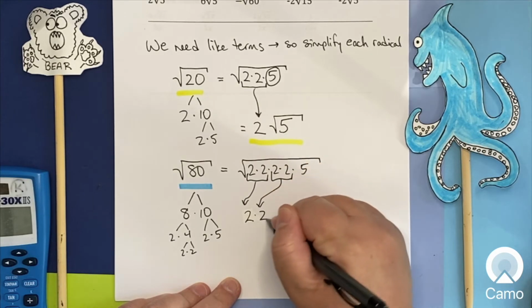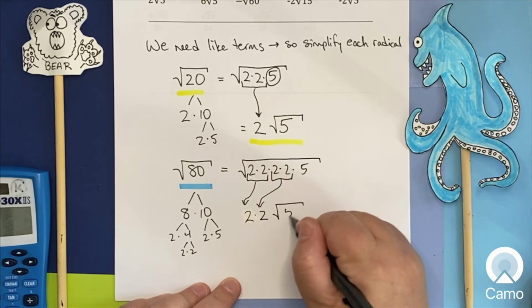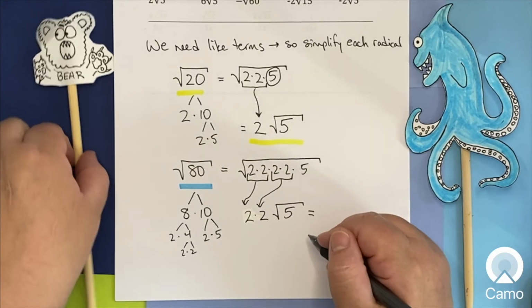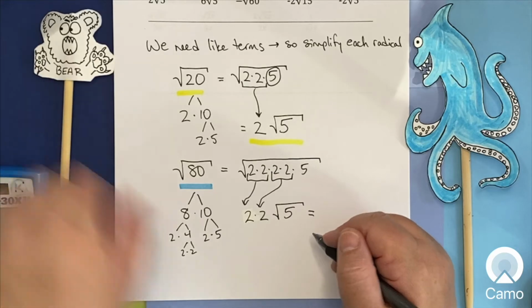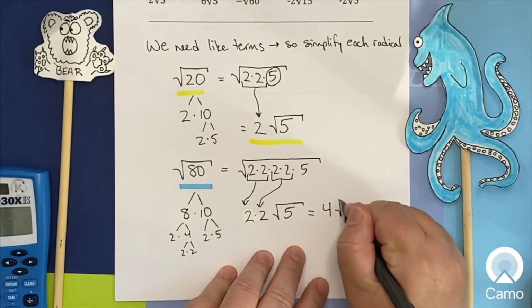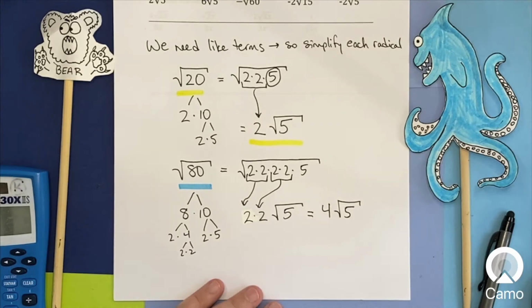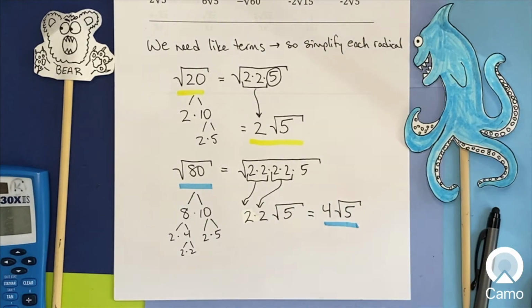Yum, yum, yum, yum. Okay. That's the sound of one of the twos getting eaten by the square bear. Yum, yum, yum, yum. Okay, so I've got 4 radical 5. Okay, so that's my blue guy.